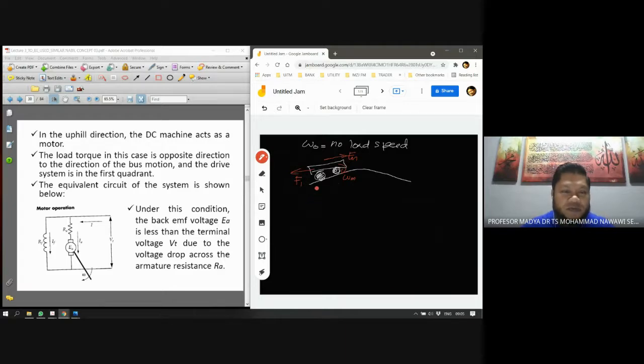The load torque in this case is in the opposite direction, and the drive system is in the first quadrant. First quadrant, isn't it? I hope you still remember the first quadrant. If you can quickly draw, you have speed and this is your torque. This is your first quadrant, second quadrant, third quadrant, and fourth quadrant. So you have your torque in the same direction as the omega. Both are positive. Omega and also torque are positive.